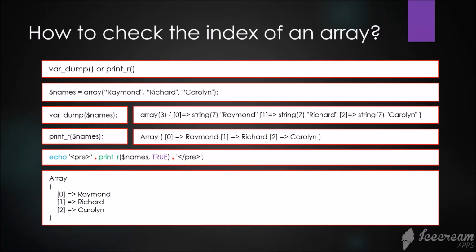Okay, guys? So, var_dump and print_r are not only used for checking arrays. We use them for debugging purposes too. If we are not sure what specific value a variable is holding, then we can use them to check what value the variable is receiving. Okay? So, that's it.